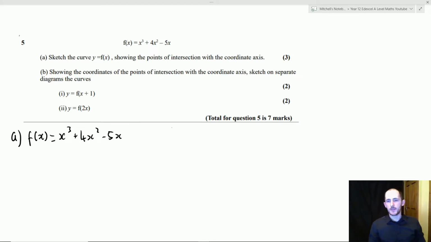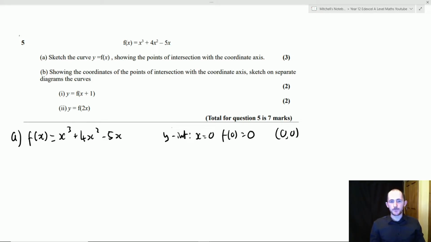Minus 5x, okay? And we need to sketch this curve showing the points of intersection with the coordinate axes. So I can already tell you we need to factorize this, but remember what we need. We need the x and y intercepts. The y-intercepts generally are far easier to work out. You just need to sub in x equals 0. So what we have is f of 0. And if you notice, there's x in every single one of these terms. So f of 0 is 0. So our y-intercept is (0, 0).